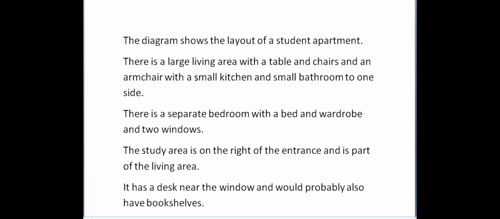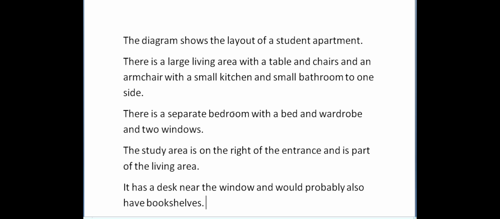With a small kitchen. The kitchen was very small. So we have used this adjective to show the development. With a small kitchen and small bathroom to one side. You use either one side or maybe you use the directions which is to the right, to the left, to the top, to the bottom. Even these words are very good to go with.